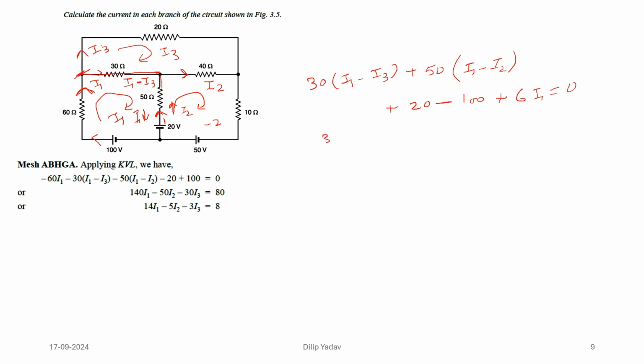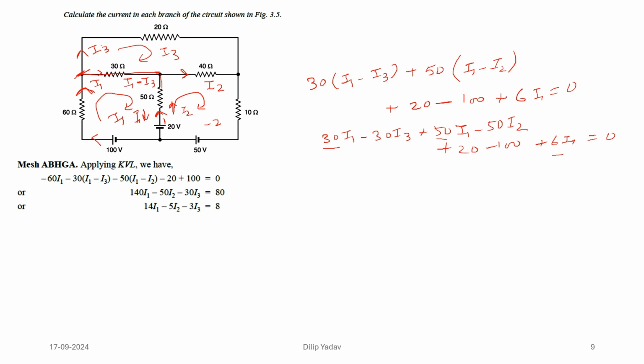So if we solve it, it will be 30 I1 minus 30 I3 plus 50 I1 minus 50 I2 plus 20 minus 100 plus 6 I1, equal to 0. So if we collect terms, we will have 30 I1, 50 I1, and then 6 I1.